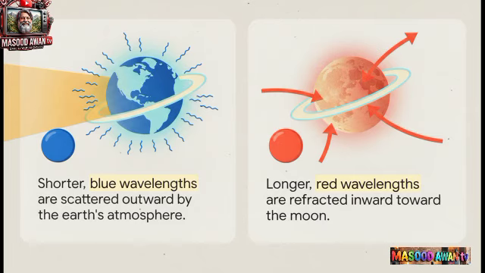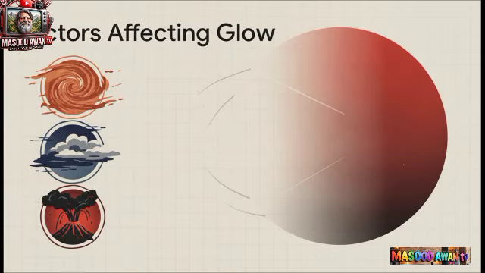Sunlight is made up of all the colors of the rainbow, right? So when that light hits the edges of the Earth, our atmosphere scatters the shorter blue wavelengths of light outward, just bouncing them away into space. But the longer red wavelengths behave differently. They're refracted, or literally bent inward by our atmosphere, funneling directly toward the moon. Basically, all the sunrises and sunsets happening on Earth simultaneously are projecting their red light straight onto the lunar surface. How cool is that?